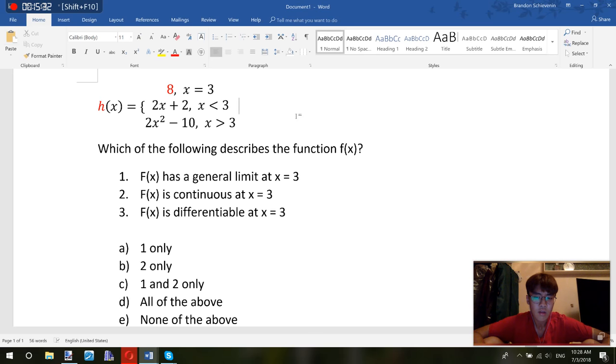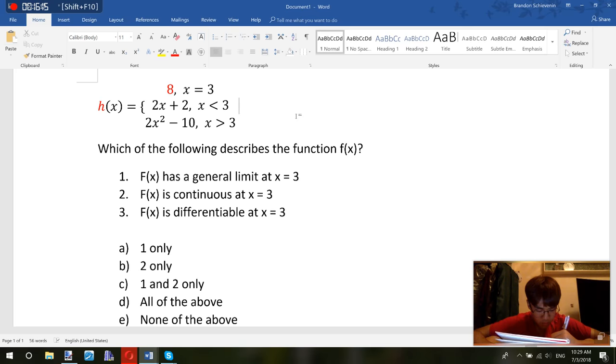Okay, and here's the tricky part. How can I tell if this function is differentiable? Slope? Slope has to be the same. Right. What's the slope from the left? Do you just plug in the number? So you need to derive it because a derivative is slope. And then when you derive it, you can plug in the number. For left is 2. Okay.